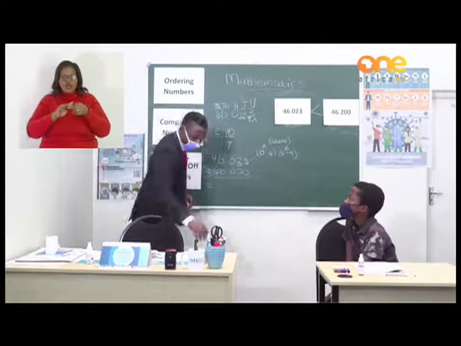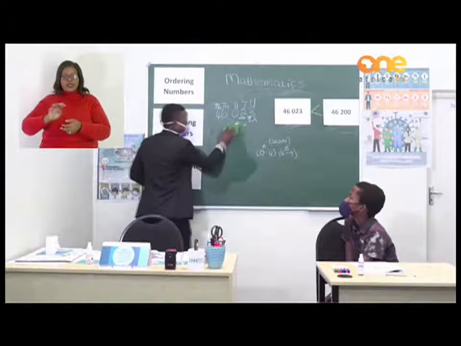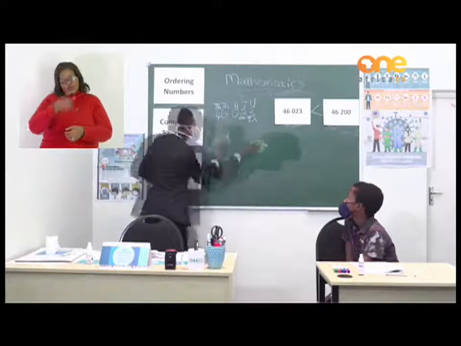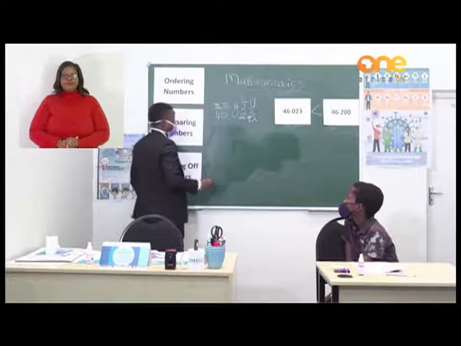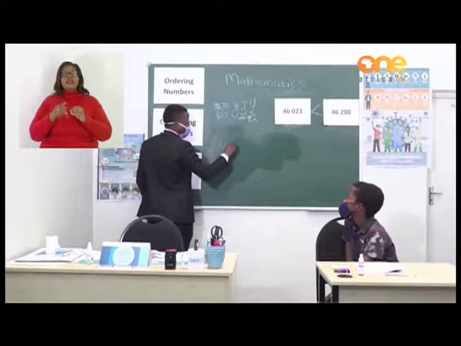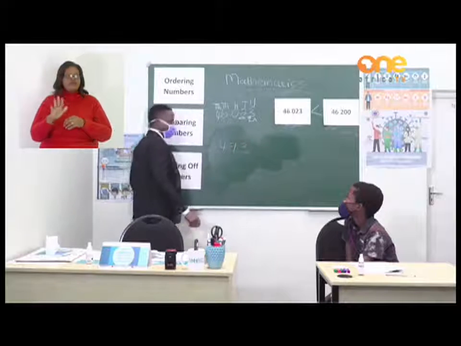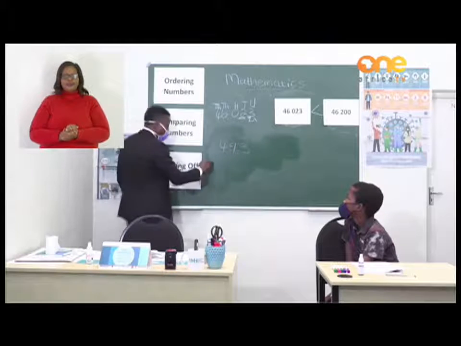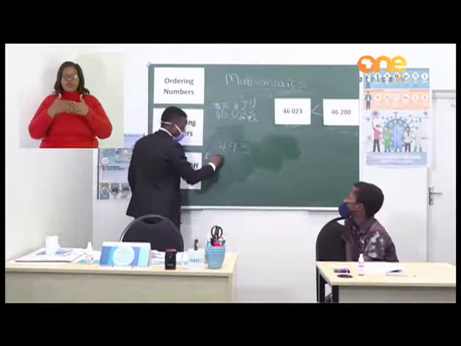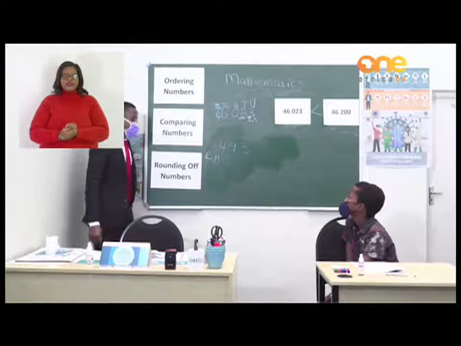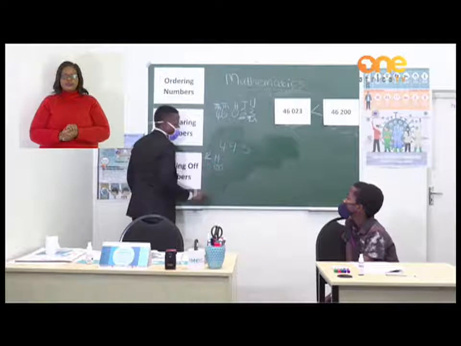I'll do another example for you to understand it much, much better. Let us look at this number. I'll put a number here. I'll have 493. Then we have to say, round off this number to the nearest 100. H is 100.